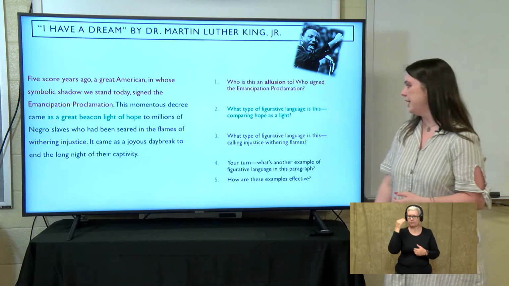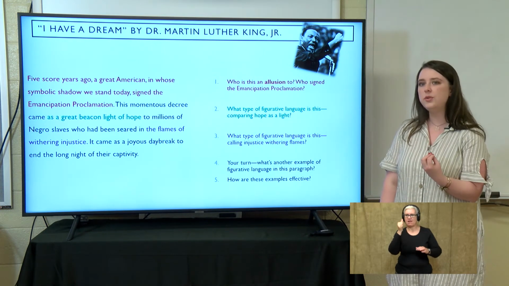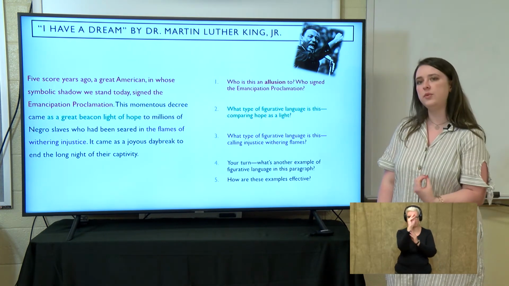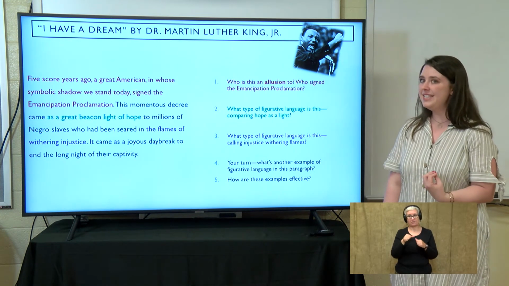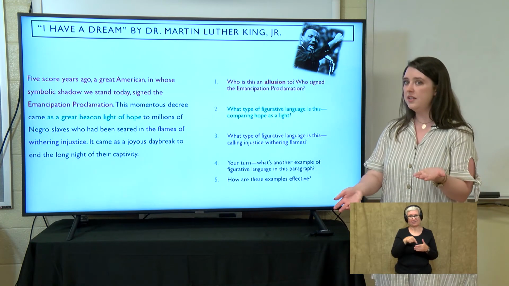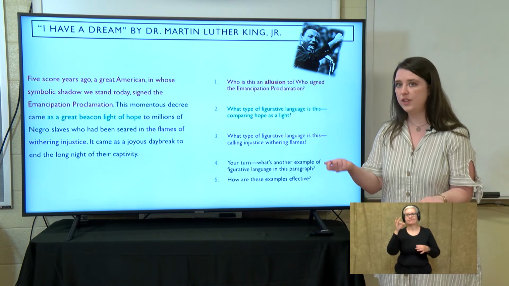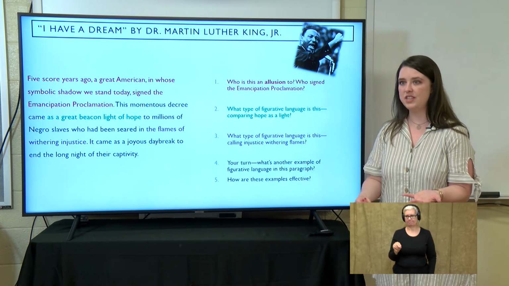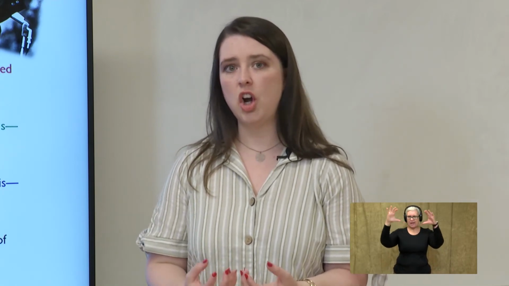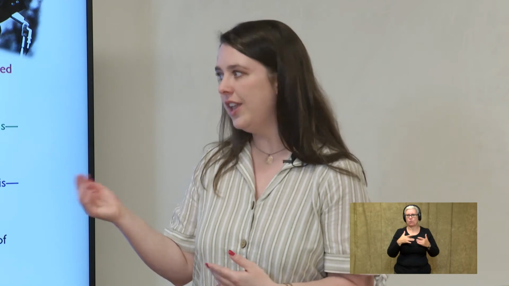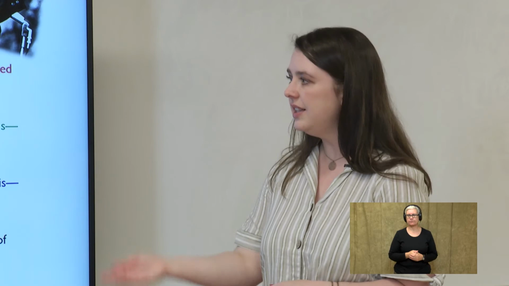Look at this one, number 3. What type of figurative language is it when it's calling injustice withering, the flames of withering injustice? Reminding his audience, this is something that even though slavery may be ended, but what's not? That injustice, those flames of withering injustice. And look at that beautiful image, that heat that comes with it, the hurt, the pain that comes with flames. Very beautifully written, okay?